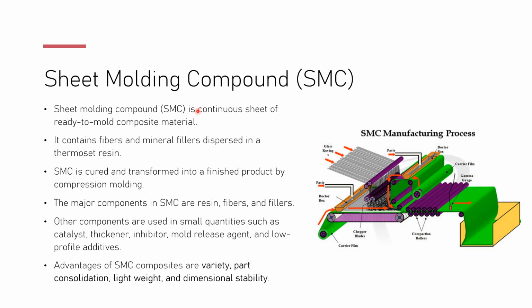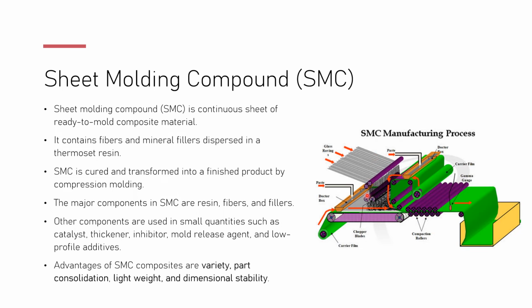So anyway, the sheet molding compound, SMC. Sheet molding compound is a continuous sheet of ready-to-mold composite material, and it contains fibers and mineral fillers dispersed in a thermoset resin. SMC is cured and then transformed into a finished product by compression molding. It's about the same thing, but now we use a sheet instead of the charge.